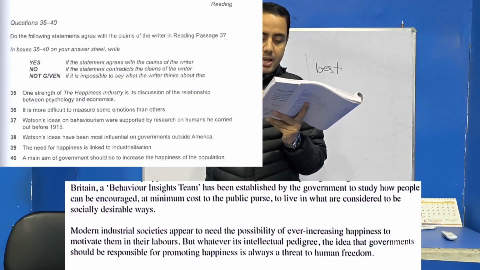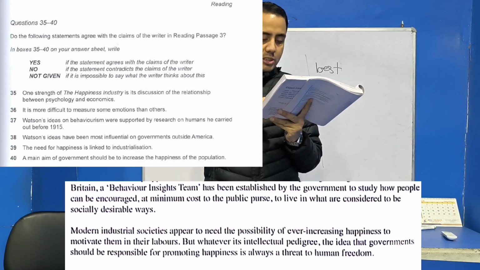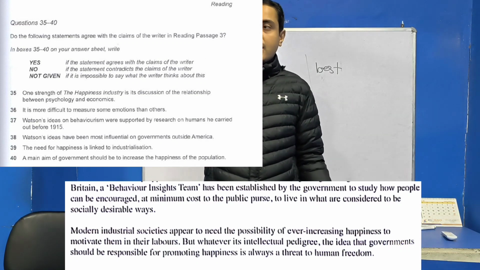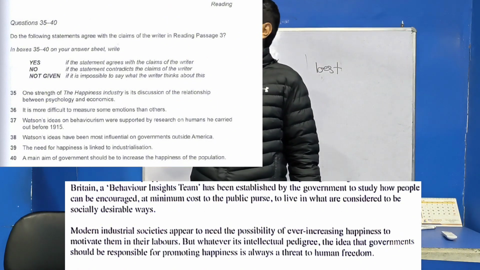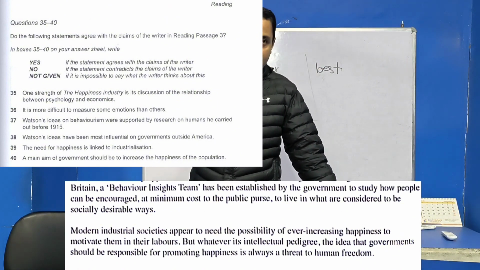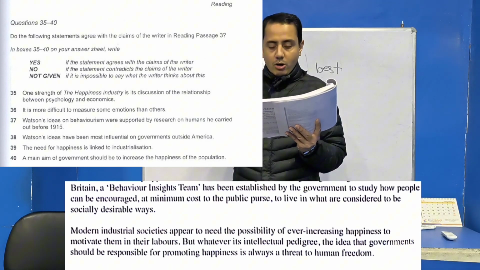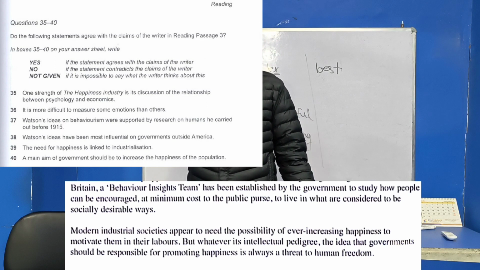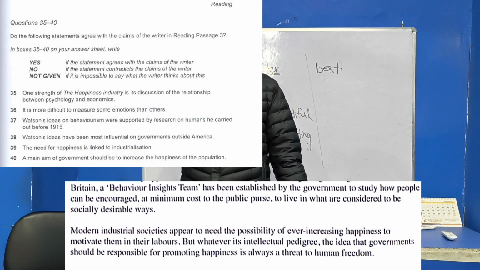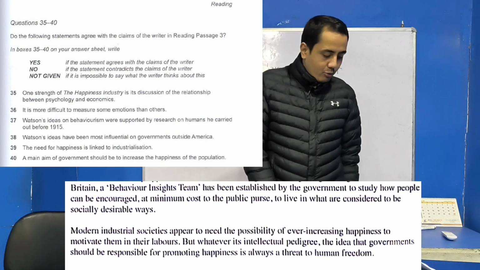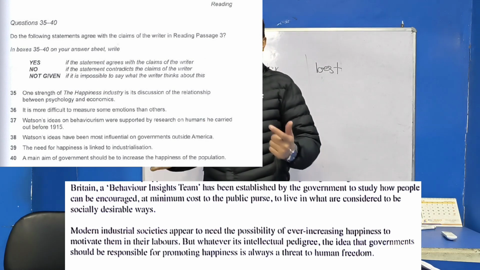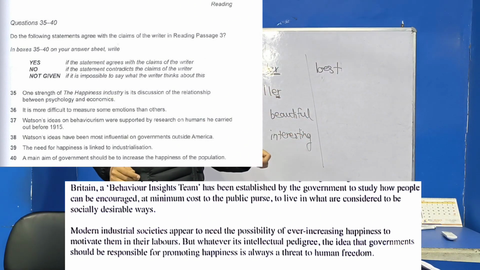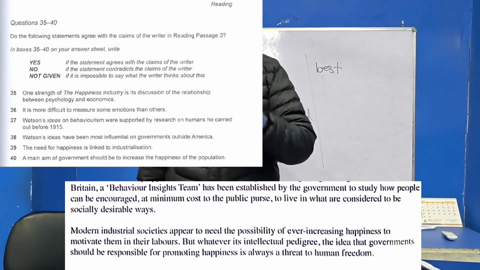Here it says the idea that governments should be responsible for promoting happiness. That idea that government should promote happiness. So, what should my government do? My government should make me happy. That idea is, what is it? Is always a threat to human freedom. That is not a good idea. It's a threat to human freedom. Our freedom will be under threat if government wants to make us happy. And here it says the government should do it. No, the government should not do it because it is a threat to human freedom. If government is in the business of making people happy, our freedom will be limited. That is what happens. So it is no.